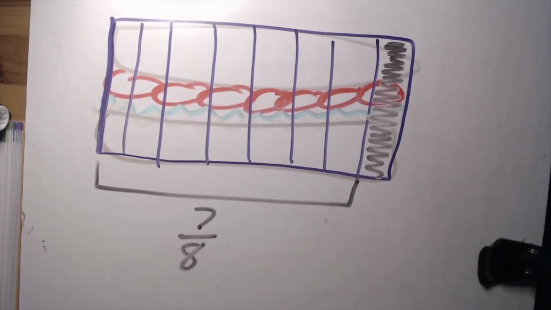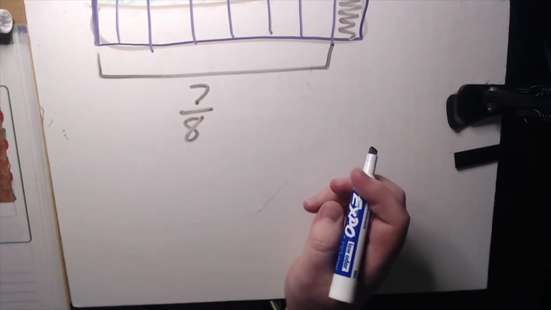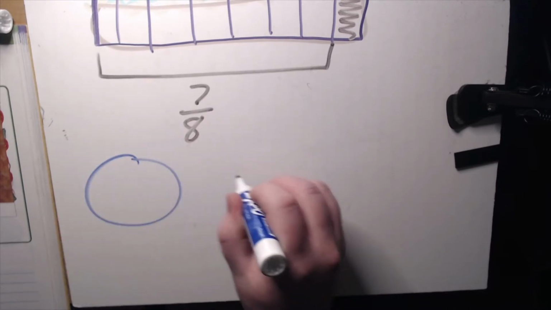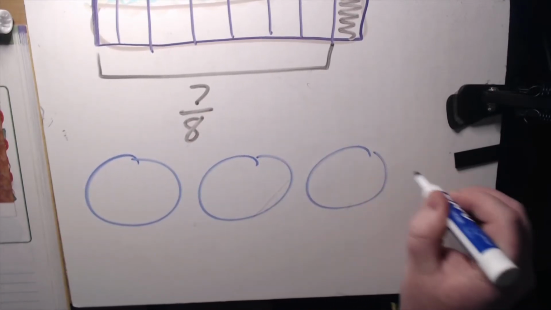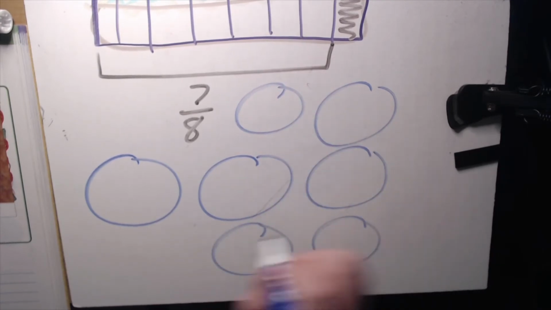So let's do it like this. I want to represent this the best I can. So let's see. We need some plates now. Our plates are going to be blue. So I need... let's see. I ate one piece and I cut it into eighths. So I've got 1, 2, 3, 4, 5, 6, 7, 8 plates. Okay?